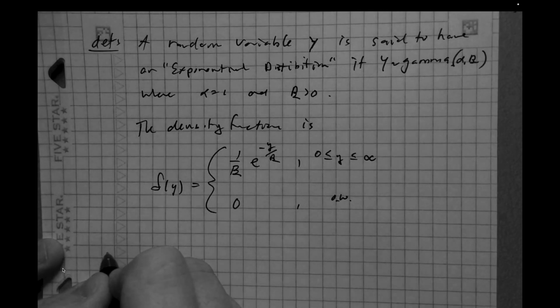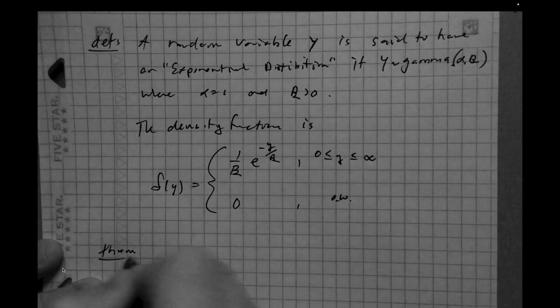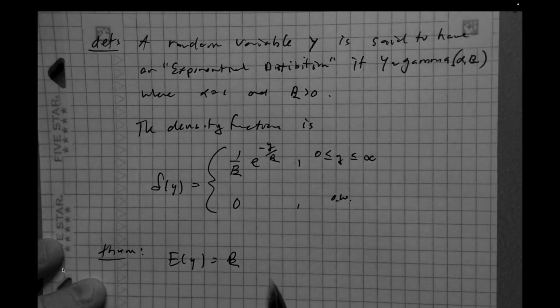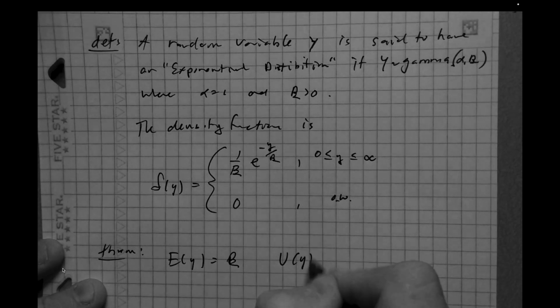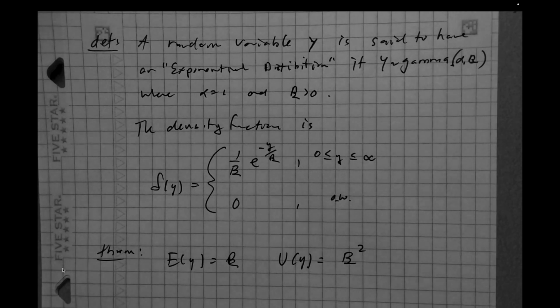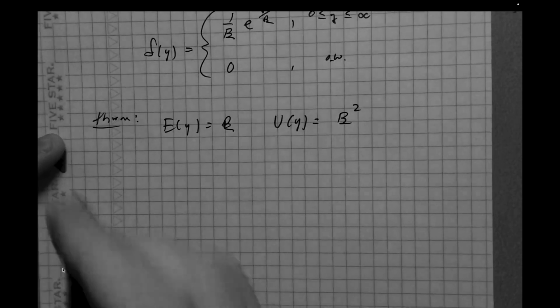And so the expected value of y in this case is going to be beta. It's really just alpha beta, but alpha is 1, so that's fine. And the variance of y here is beta squared. It's really alpha beta squared, but again, alpha is equal to 1. So that's an example of the exponential distribution. And both the exponential and the chi-square are just special cases of gamma. So that's the key here.